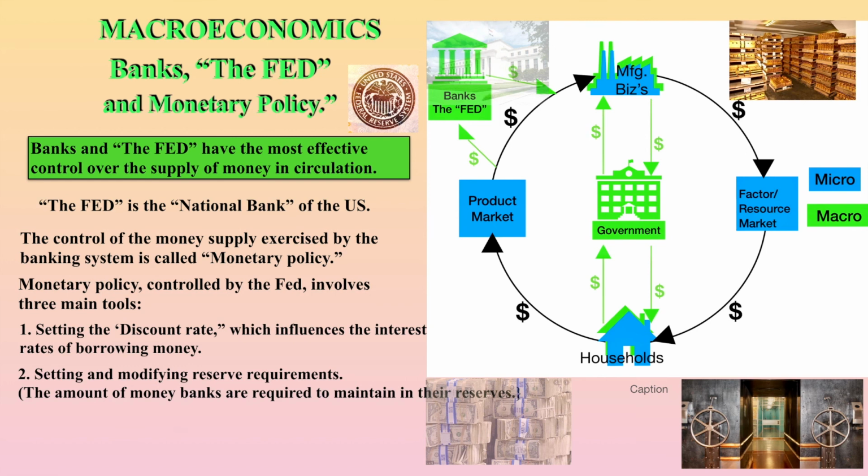Number 3. Open market operations refers to the buying and selling of government bonds. When the government sells bonds to people, money comes out of the circular flow. As people cash in those bonds, as they come to maturity, that puts money back into the circular flow. The Fed's monetary policy is generally designed to control inflation and have an impact on unemployment.